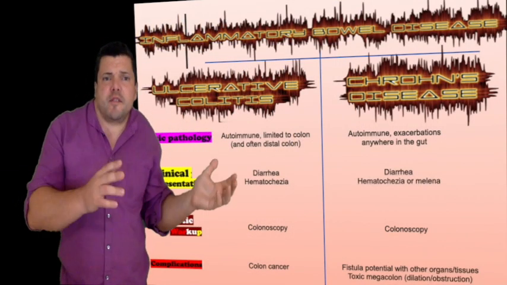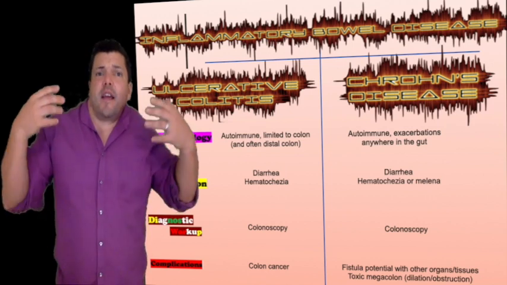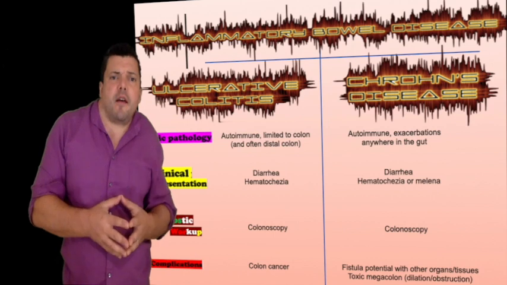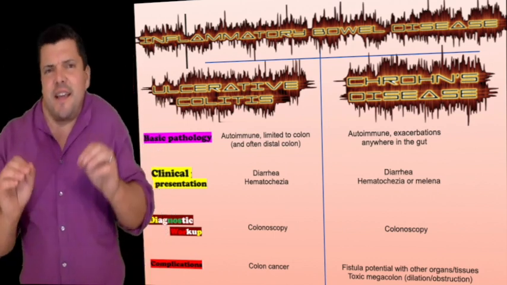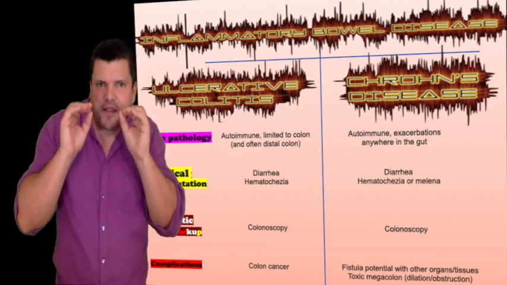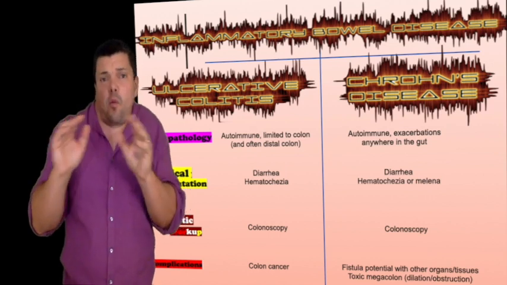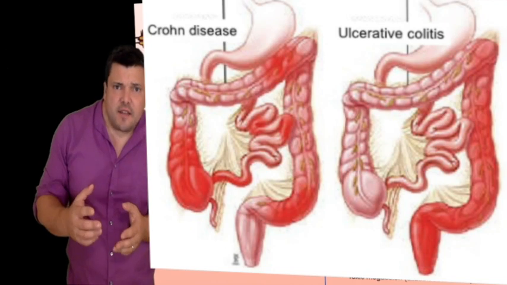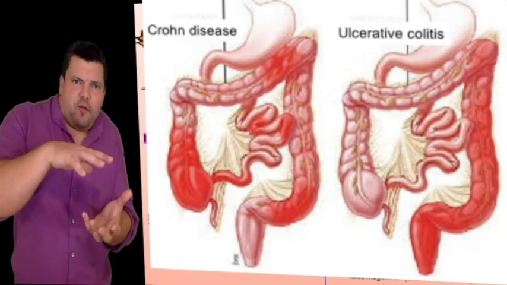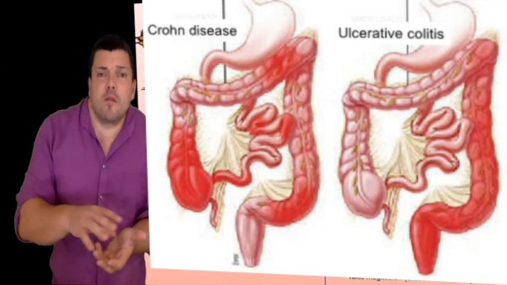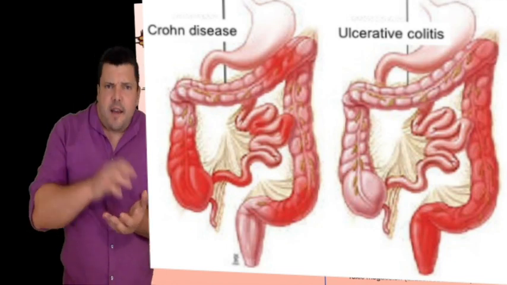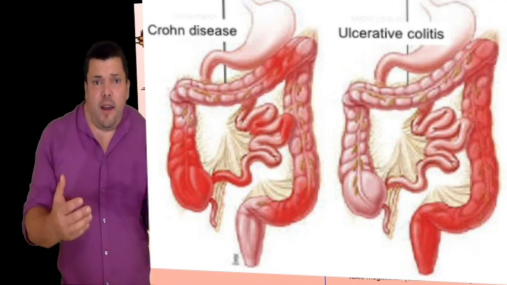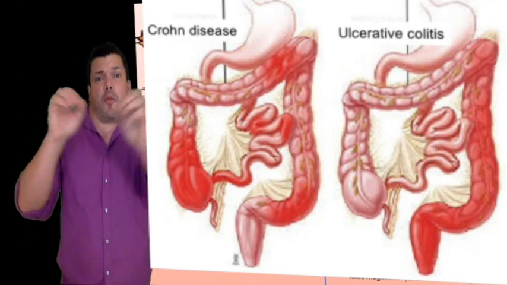Inflammatory bowel disease: ulcerative colitis and Crohn's disease. Both of them are autoimmune phenomena, but they behave slightly differently. And that's the take-home to understanding why these two diseases are technically different. Ulcerative colitis tends to keep its inflammation at the distal colon, and exacerbations of ulcerative colitis would stay at the distal colon. Crohn's disease, by contrast, tends to skip around.